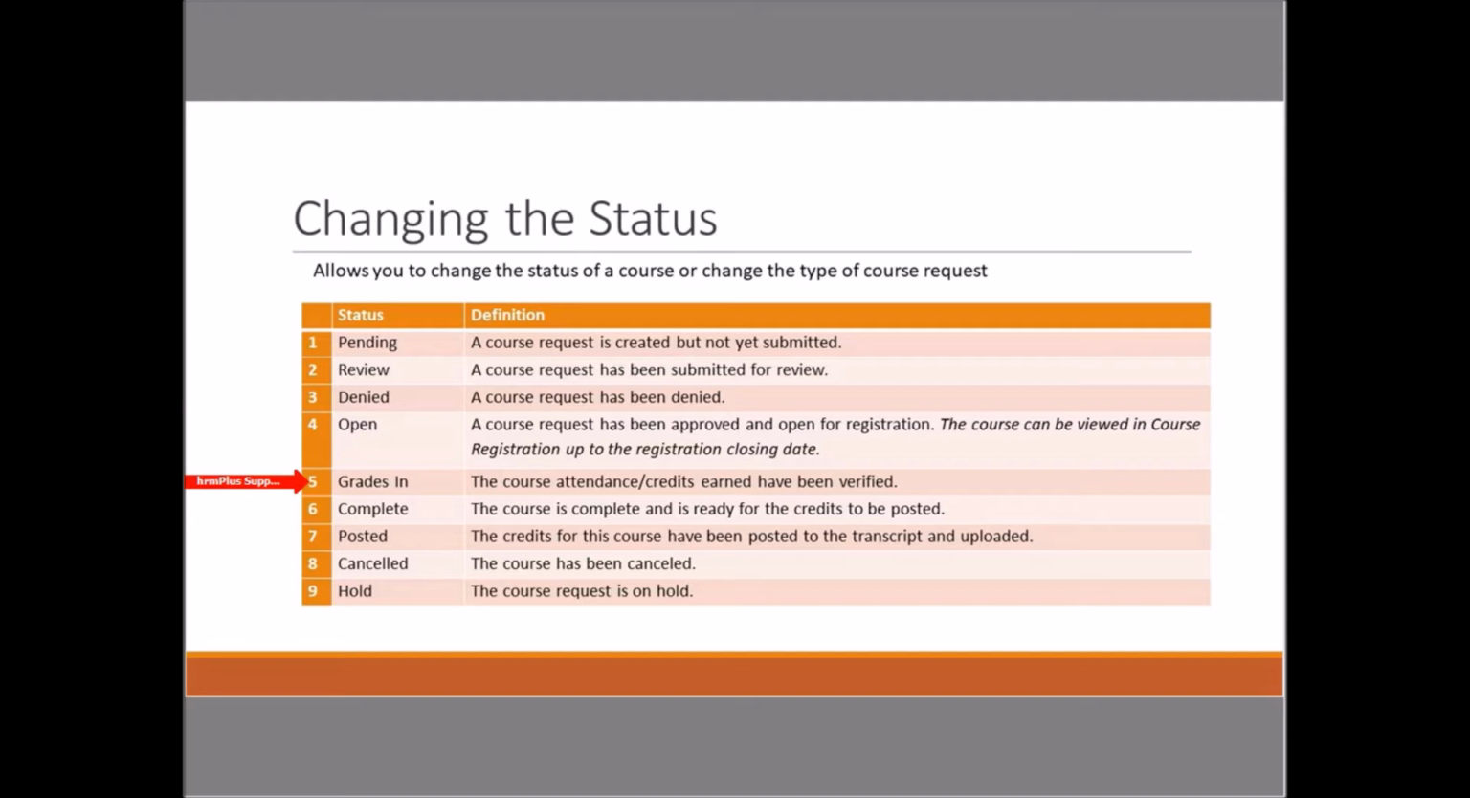That's the status after the course is over. It lets us know that the instructor/facilitator has taken the time to verify who showed up and awarded the appropriate number of credits. While it's in grades in, you can't use the invite register tool. It won't show up in the drop-down list. So that's why, like I said, we give instructors the ability to set it back one so they can add or make changes to that attendance.